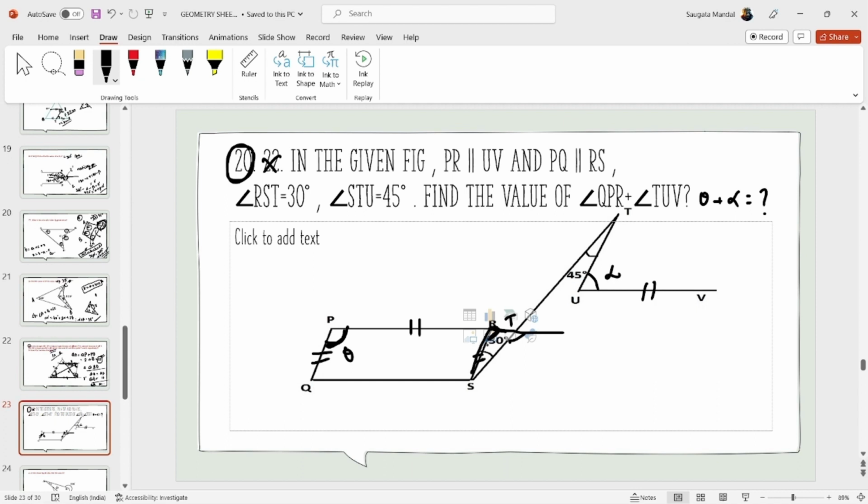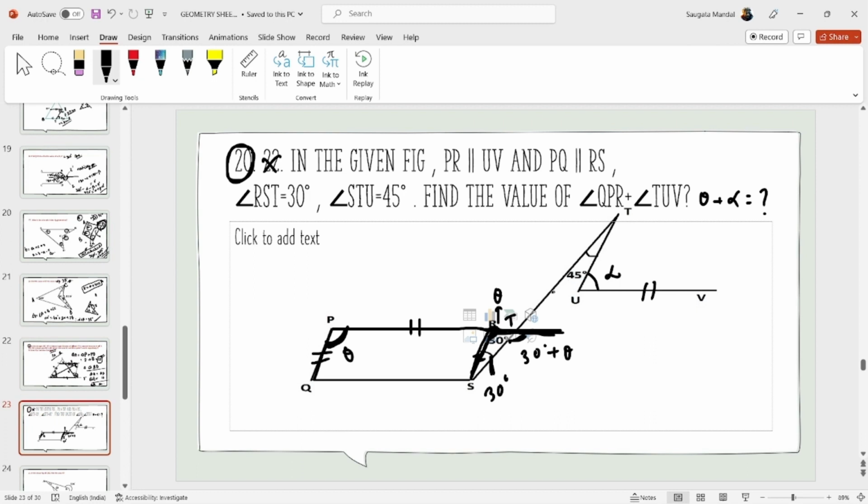Because this line is parallel to that line and this is the transversal line, these angles and these angles are corresponding angles. They are equal. That means this is theta and this is 30 degrees. The external angle must be 30 degrees plus theta.